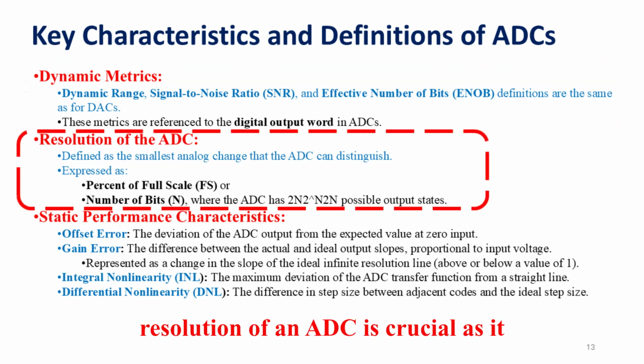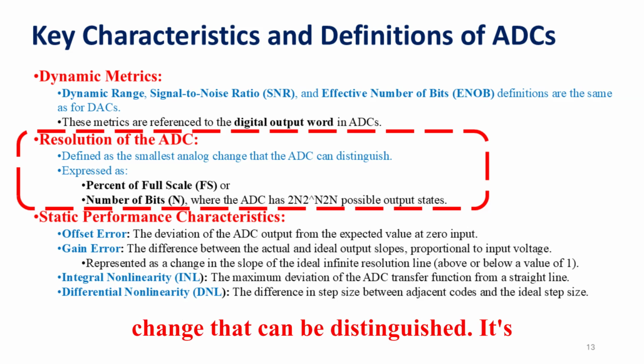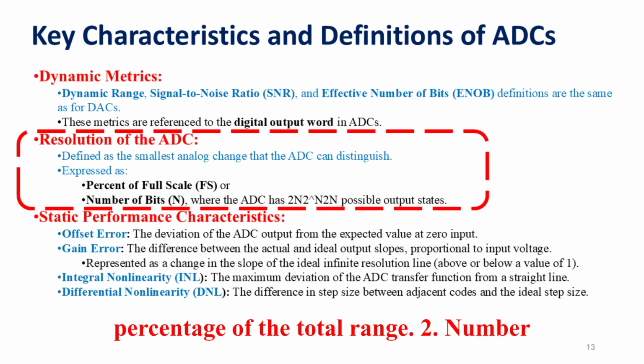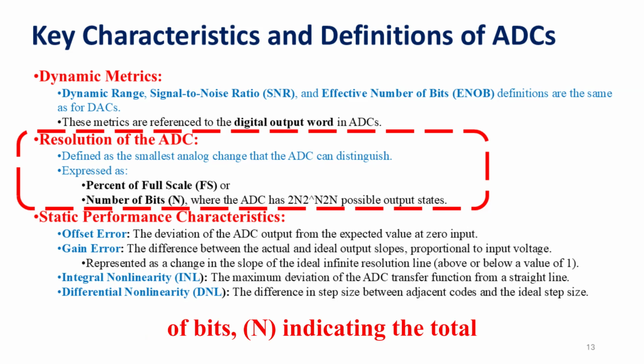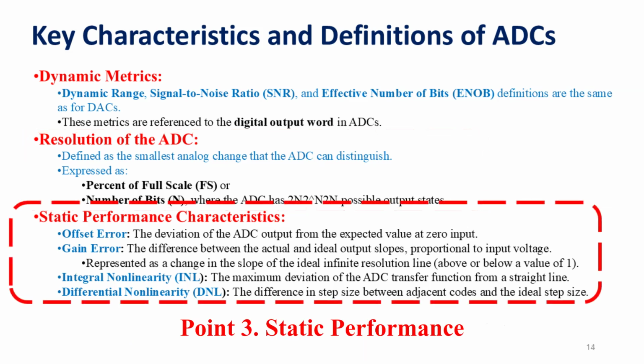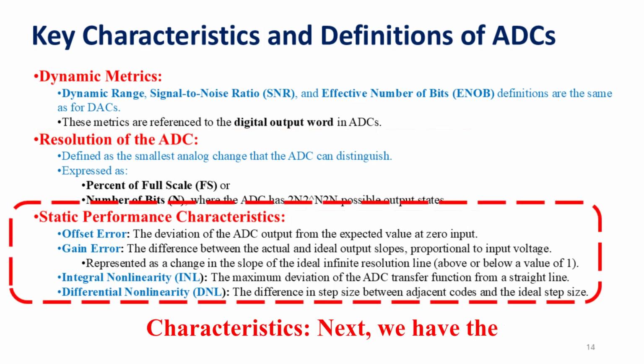The resolution of an ADC is crucial as it determines the smallest analog input change that can be distinguished. It's typically expressed in two ways. Percent of full scale, FS, representing the smallest change as a percentage of the total range. Number of bits, N, indicating the total possible output states, which equals 2 to the power N. Point 3. Static performance characteristics.